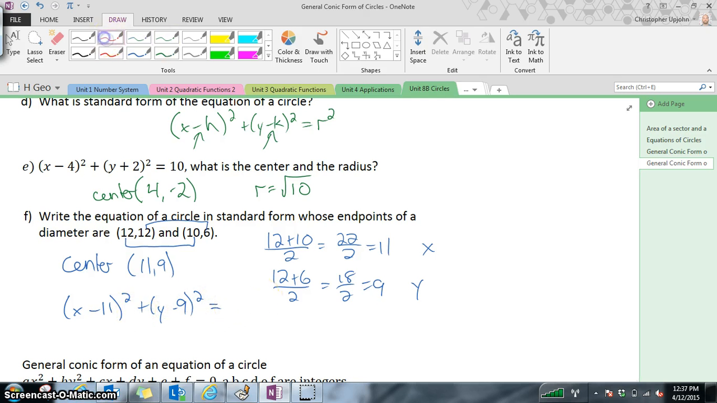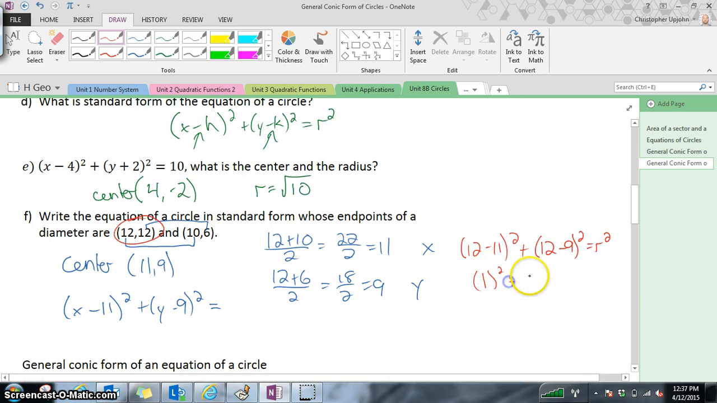Well, we don't know r yet. So we have to use our distance formula, or really just our circle formula, with one of these points. I'm going to choose this first one, and I'm just going to plug those in. So instead of just x, 12 minus 11 squared, and our y coordinate is also the same, and that'll be our r squared. So 12 minus 11 is 1, 12 minus 9 is 3. We square both of those. So r squared is 10.